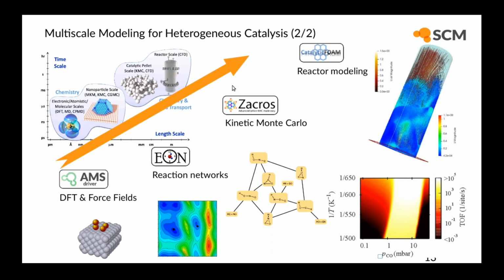One new feature in AMS 2023 is that you can fit a machine learning model to the output from Zacros simulations and use that as input into the catalytic foam code to do the reactor modeling. Catalytic foam is not yet part of the Amsterdam modeling suite, but you can get the AMS driver, these types of reaction networks, and Zacros through SCM.